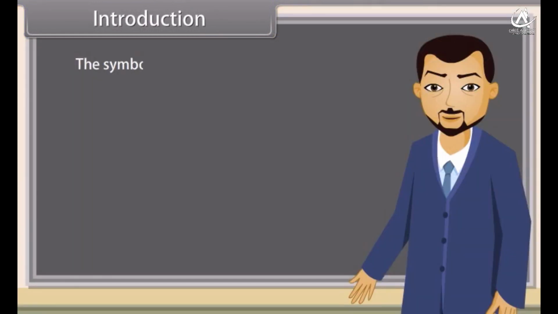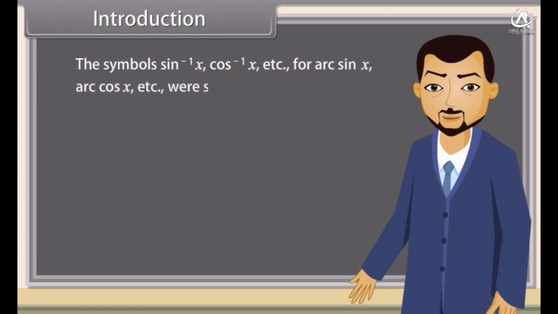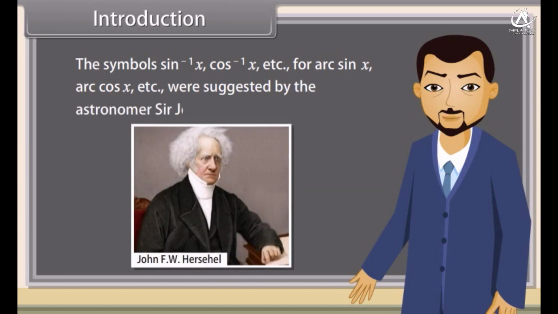The symbols sin inverse x, cos inverse x, etc. for arc sin x, arc cos x, etc. were suggested by the astronomer Sir John F. W. Herschel, 1813. Now, come, let's learn about inverse trigonometric functions.